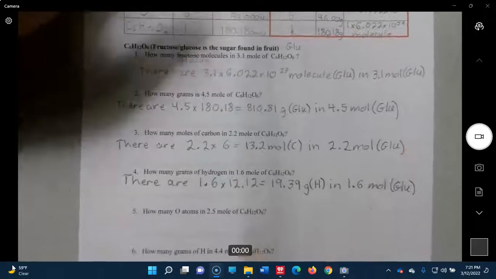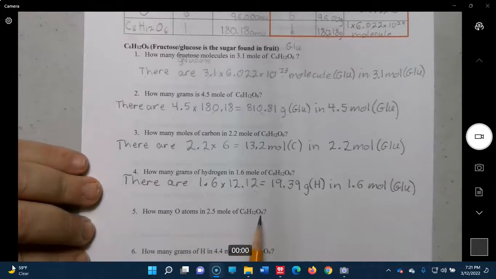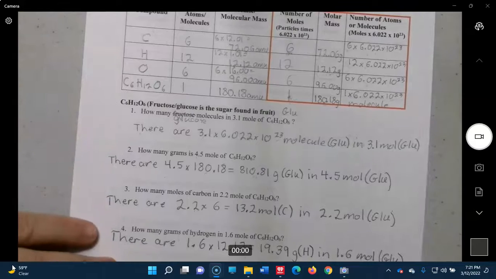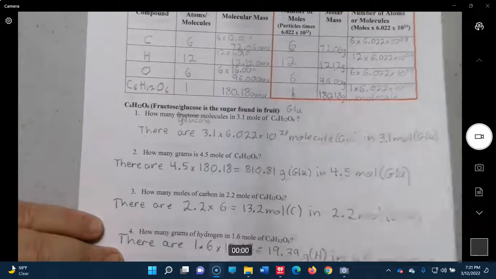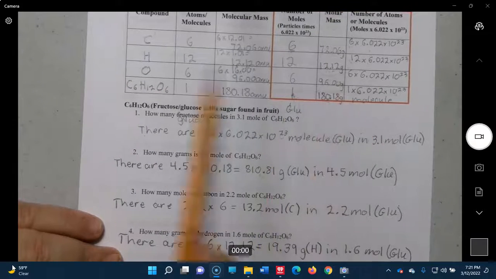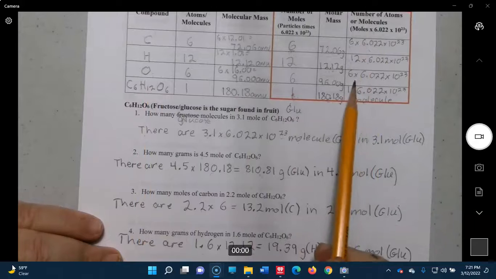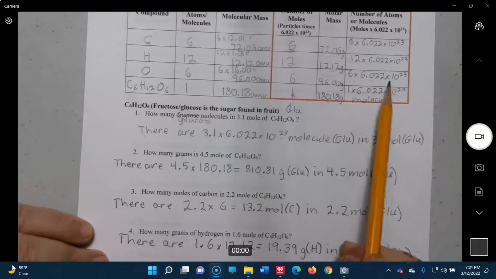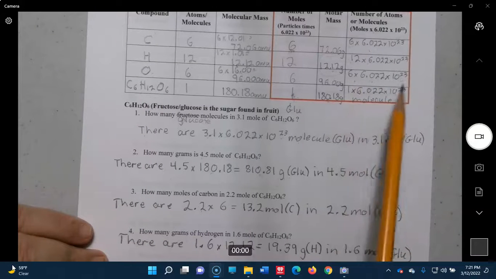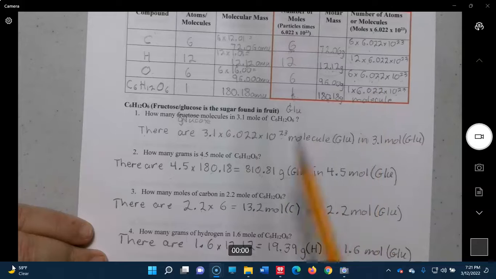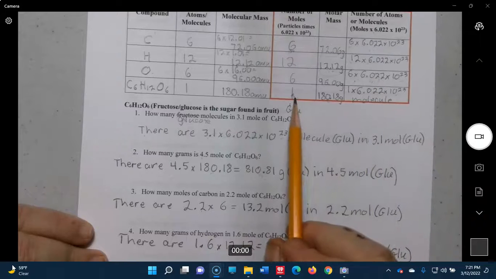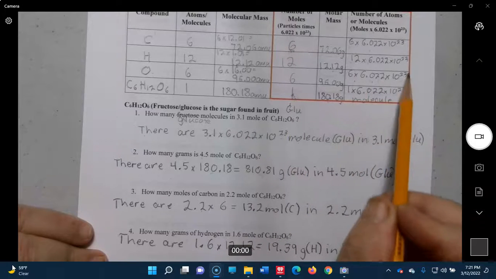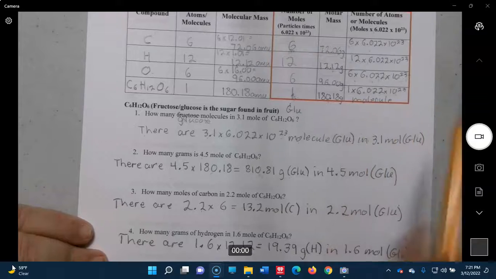How many oxygen atoms in 2.5 moles of glucose? So in 1 mole of glucose, you have to come over to the atoms, the oxygen row, and the atoms are 6 times 6.022 times 10 to the 23rd. That's a mole. There's 6 moles. And they want to know about 2.5 moles. So you have to multiply this whole term here, all of these numbers, by 2.5.